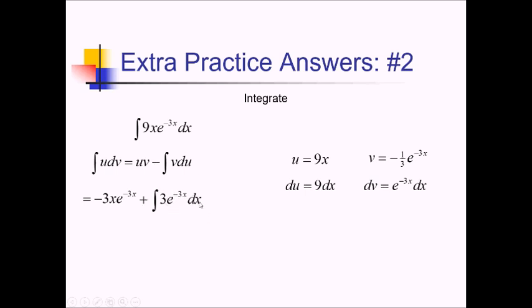And all we have to do at this point is take the antiderivative of this integral here. So again, dividing by that inner factor of negative 3, we're dividing 3 by negative 3, so that's going to come out to negative e to the negative 3x plus c. And there it is.